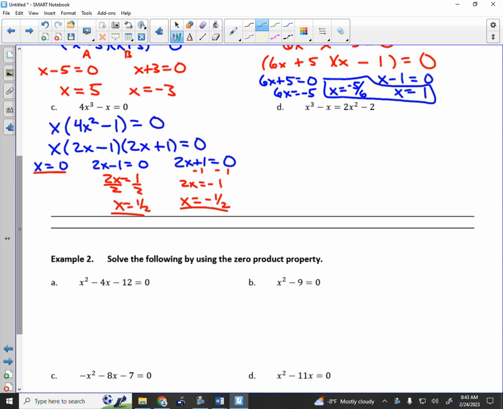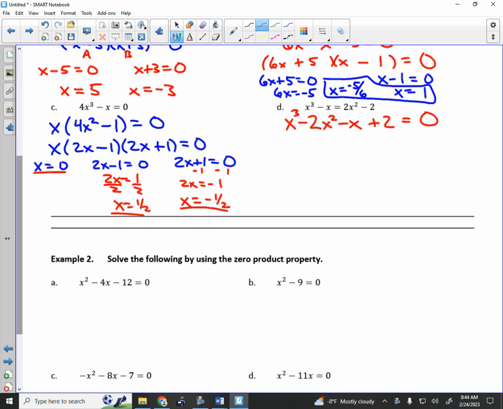What would you do for letter D? Raleigh says gather everything on both sides. He said it in a silent manner, which I fully respect. He's a quiet man. So we'll subtract the 2x squared over. We also have a minus x, and then I add the 2 over to the other side. So it's good to set it all equal to 0.